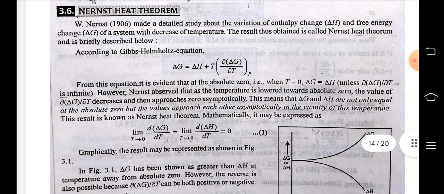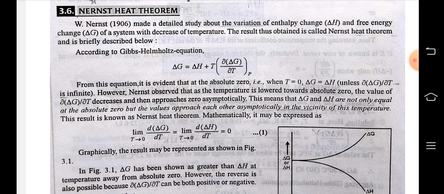Nernst heat theorem. W. Nernst made a detailed study about the variation of enthalpy change and the free energy change of the system with decrease of temperature. The result thus obtained is called Nernst heat theorem and is briefly described below. According to Helmholtz equation, del G is equal to del H plus T curly del G upon curly T at constant pressure. From this equation, it is evident that at absolute 0, when T is equal to 0, del G is equal to del H.